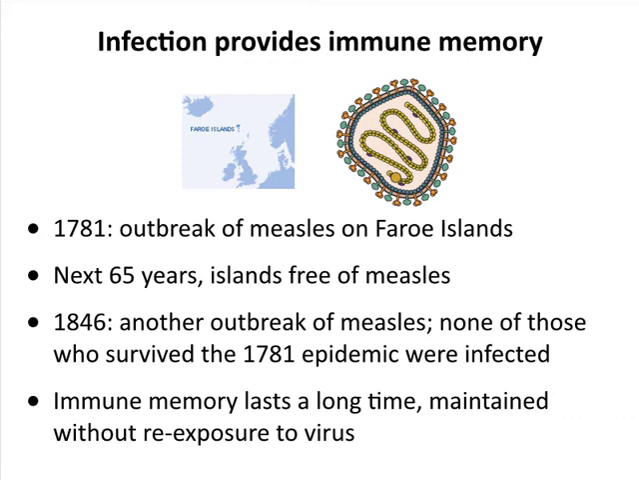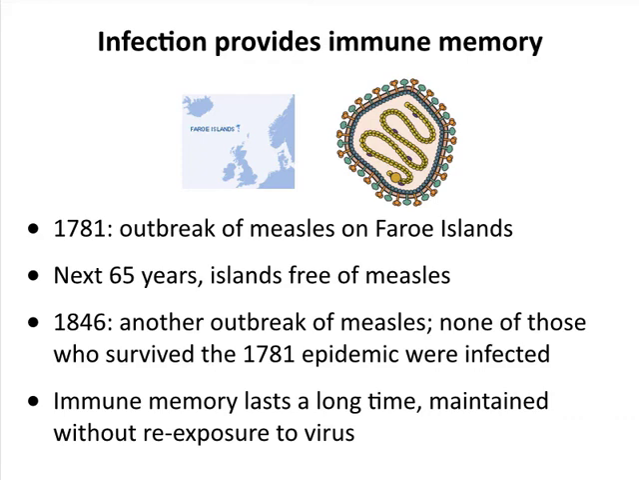There was an outbreak of measles on these islands. For the next 65 years, there was no measles on the island because everyone was immune. But of course, during that time, new kids were born who didn't have immunity. And then in 1846, apparently a ship came with some measles-infected people on it. There was another outbreak of measles, but nobody who had survived the original outbreak was infected. So there were some people around from that original outbreak.